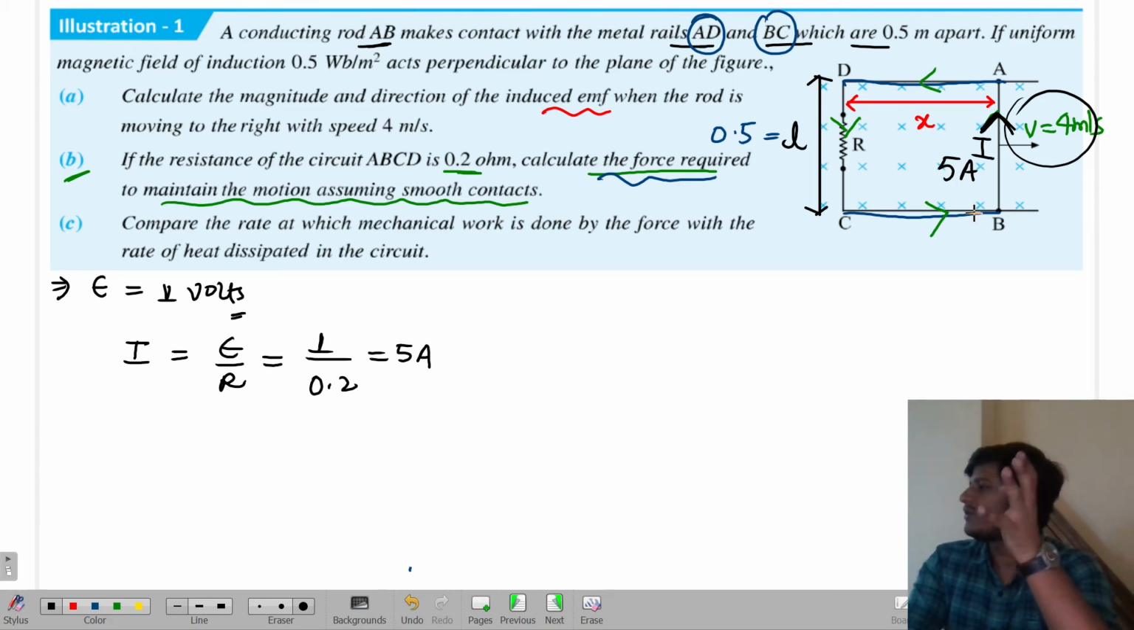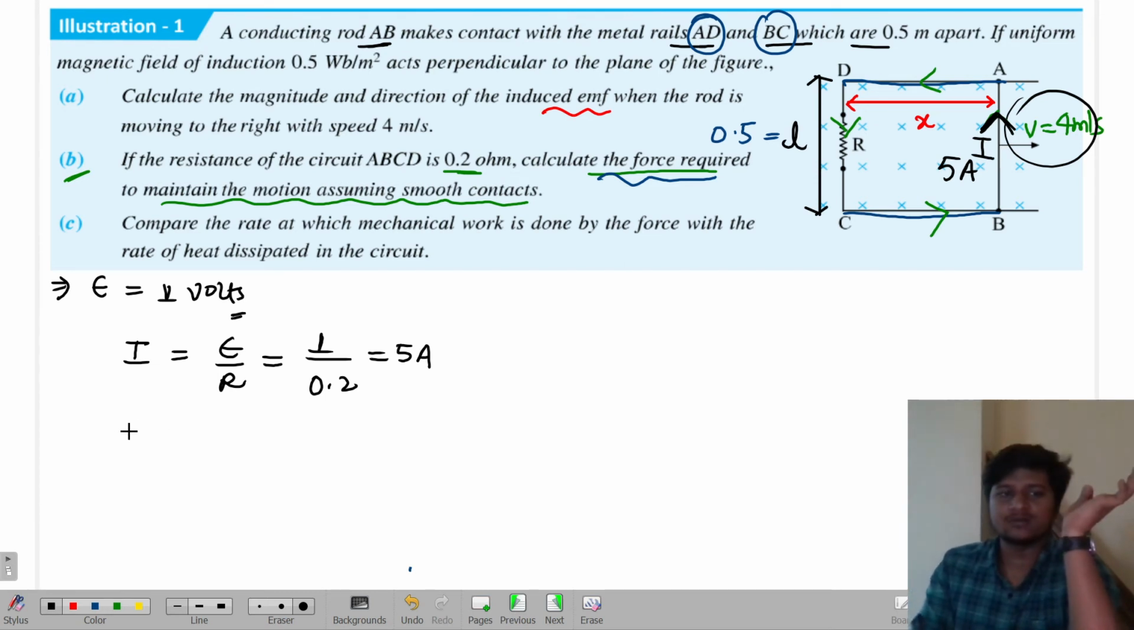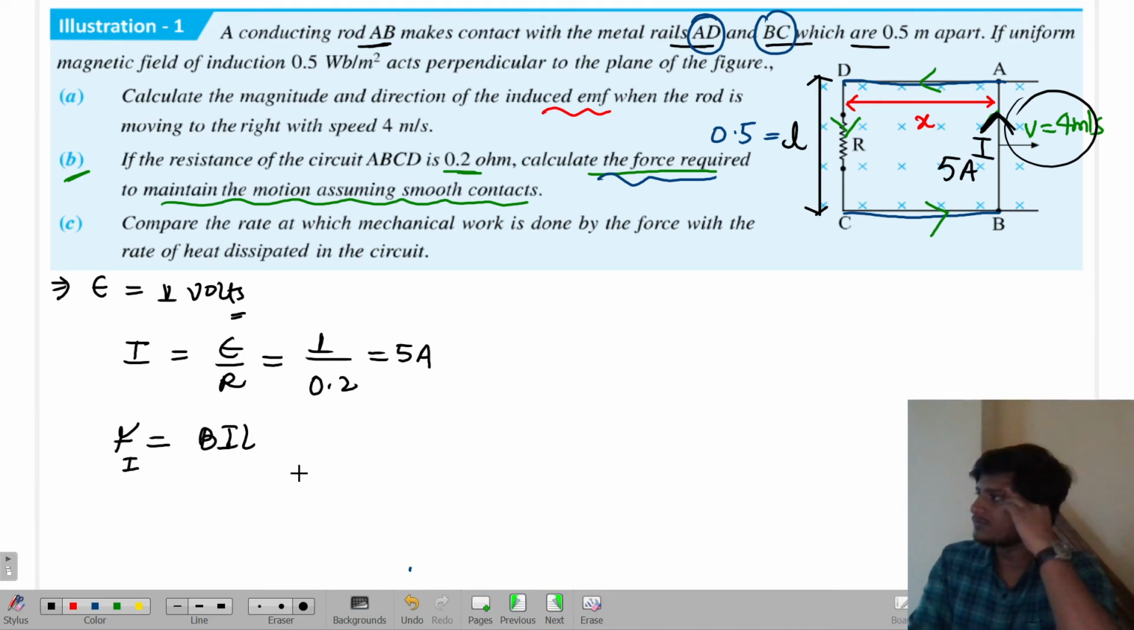So therefore, what will happen? Some kind of force will be generated, yes or no? That force will be due to the magnetic field on the current carrying wire, yes or no? How much is that force on a current carrying wire? B into I into L, yes or no? Now where is B? Inside. Current is moving upwards.